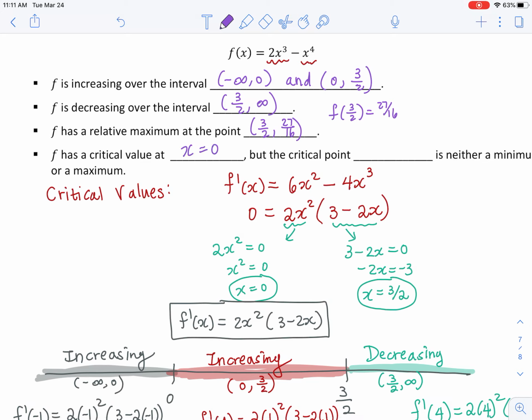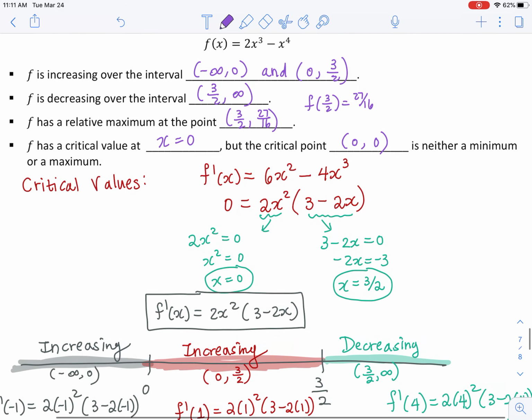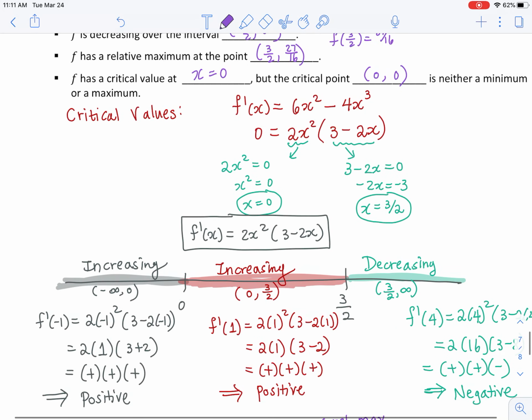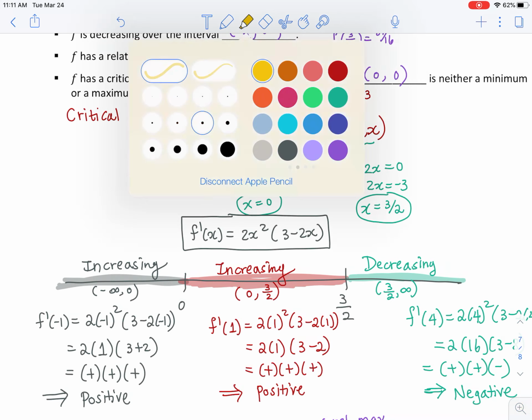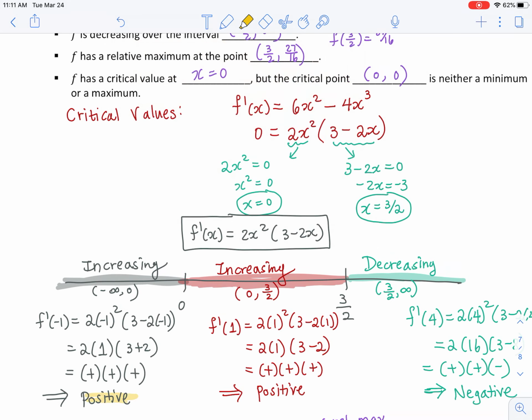All right, last part is saying f has a critical value at x equals 0, right? We did have a critical value at x equals 0, so the critical point is 0. Now, if you plug in 0 in here, what will you get for the y value? You will just get 0, right? So the ordered pair will be (0, 0). And that one was neither a minimum nor maximum value, because the sign to the left of it was positive and the sign to the right of it was positive. It continued to increase and didn't change, so we're going to say this is neither a maximum nor minimum, okay?